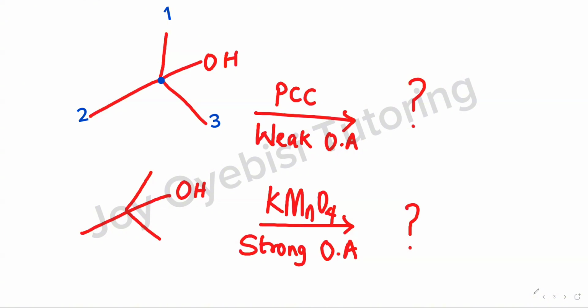conditions. Now, strong conditions might break the whole molecule, but that's not really oxidation. It will probably be decomposition instead. So tertiary alcohols do not undergo oxidation. So there will be no product for this one. And that is how you can predict the product of alcohol oxidation.